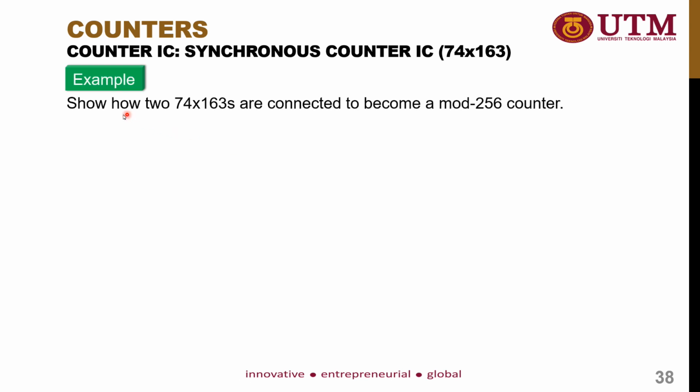Next example shows how 74x163 are connected to become a mod 256 counter. Right now we need a total of 256 different states. As usual, we need to consider the maximum number of states of a 74x163. The maximum number of states of one 74x163 is less than the total number of states required by the question, so you need to add another counter.